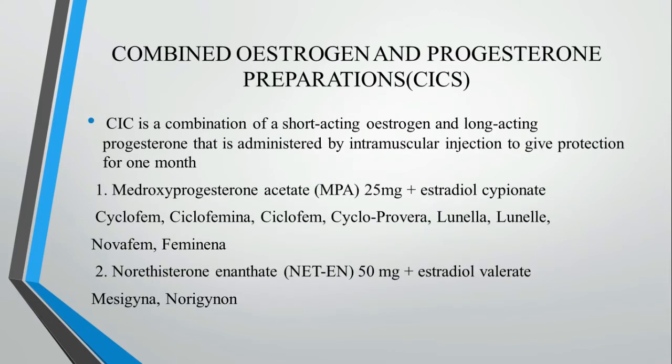For the combined estrogen and progesterone preparation, which is the CIC, it is a combination of short-acting estrogen and long-acting progesterone that is administered by intravenous injection to give protection for 1 month. And these are the type of combinations that occur.